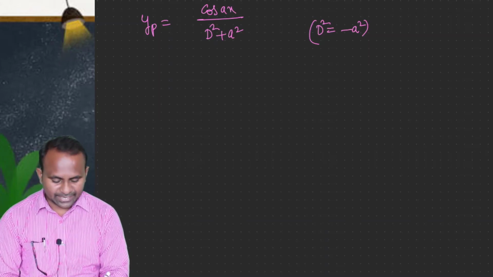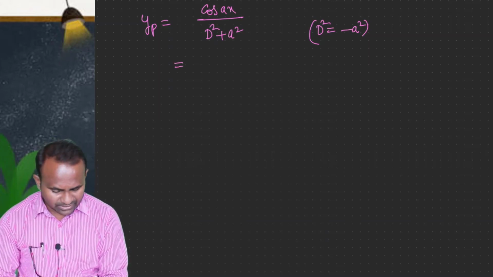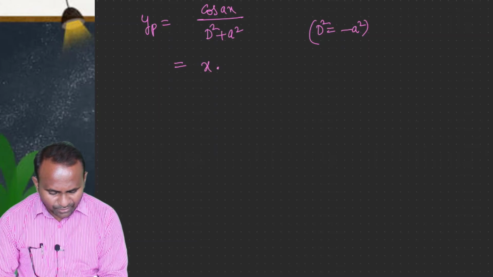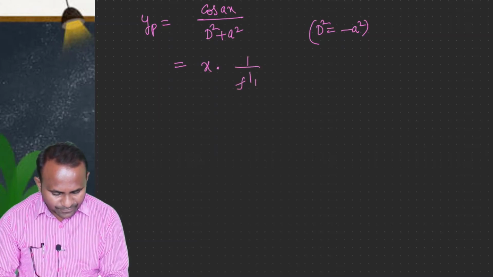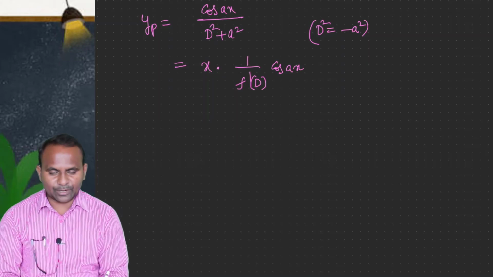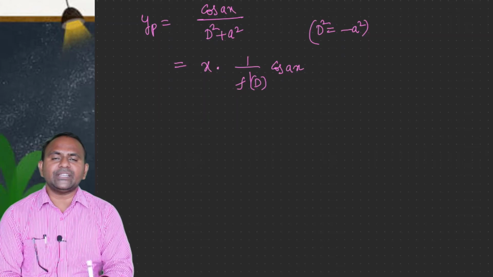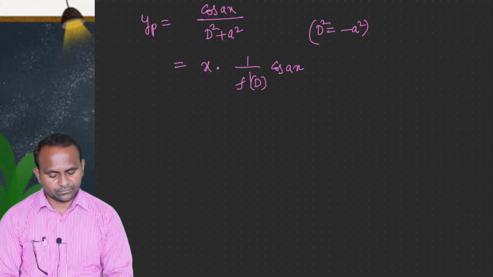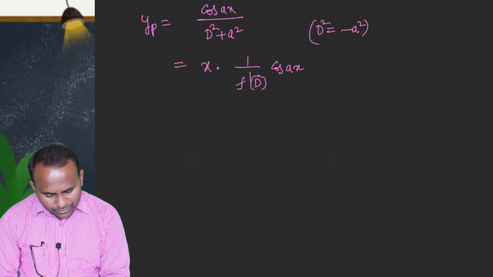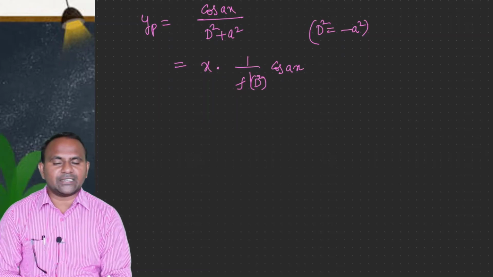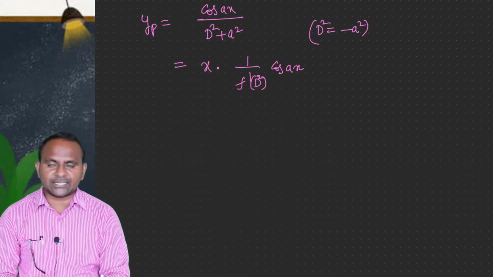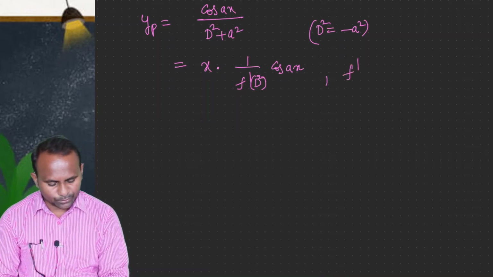So what do we do in that case? We use the general approach. The general approach is x times 1 over f dash of d into cos ax. You find out the derivative of the function f of d, and then you think of substitution. If you treat that function in terms of d square and put minus a square here, whenever f of minus a square is not giving 0, you substitute in that way.